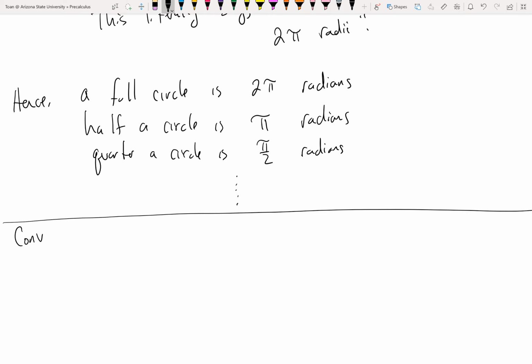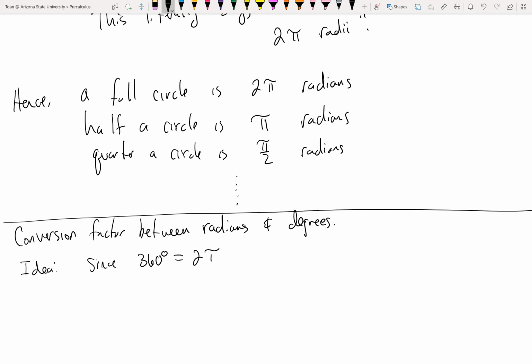We need to know the conversion factors between radians and degrees. Here's the idea. Since 360 degrees is the same thing as 2 pi radians, the following are equivalent to 1.